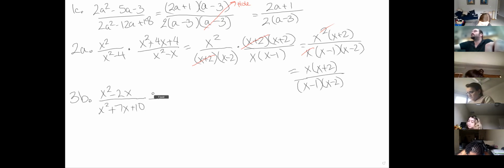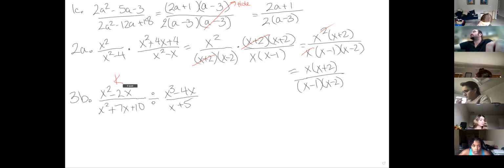I'm going to rewrite it as divided by. I think that makes it easier to see than this triple decker thing that's happening. So that's how I prefer to rewrite it. And then I do the off-brand KFC: keep, change, flip.